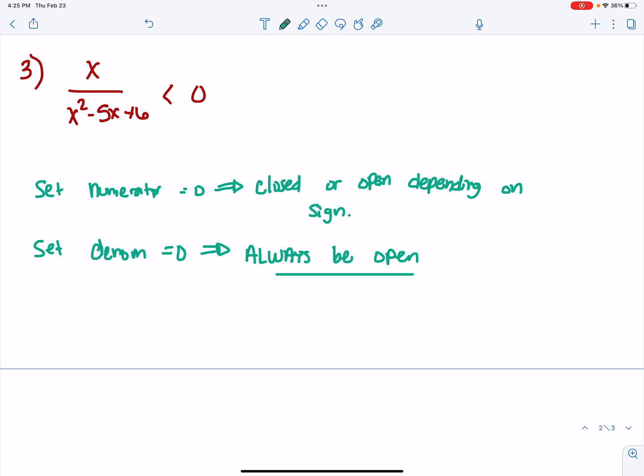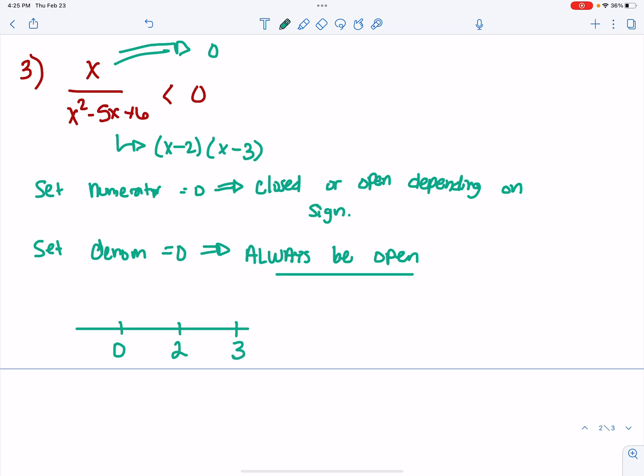Looking at number 3 right here, I have x over x squared minus 5x plus 6. I know that I have a 0 right here. And then factoring x squared minus 5x plus 6, I get x minus 2, x minus 3. So I have 3 points, which is going to give me 4 regions. I'm going to have a region right here, a region right here, a region right here, and then a region right here.